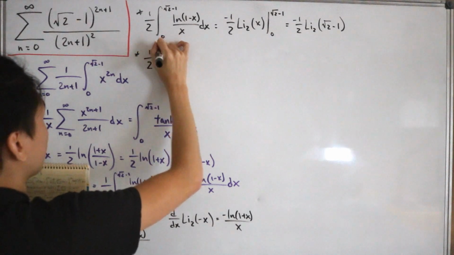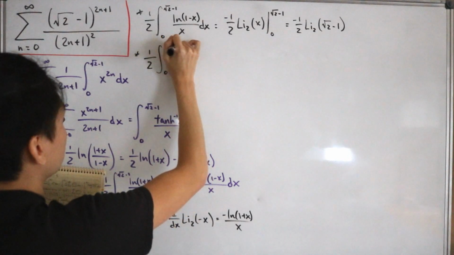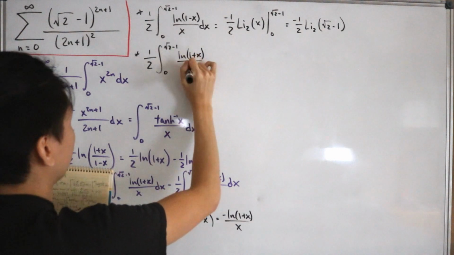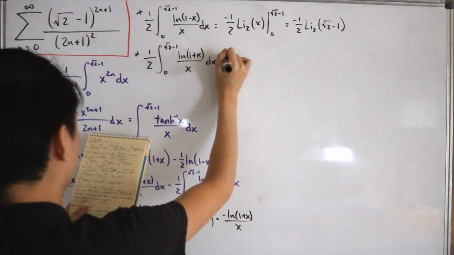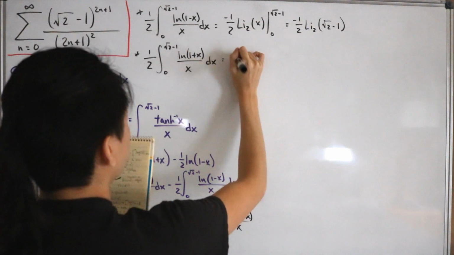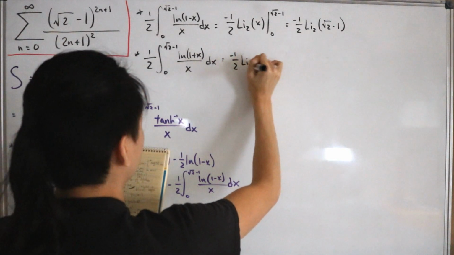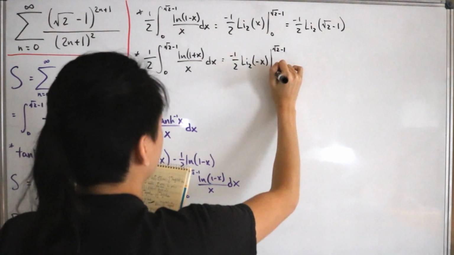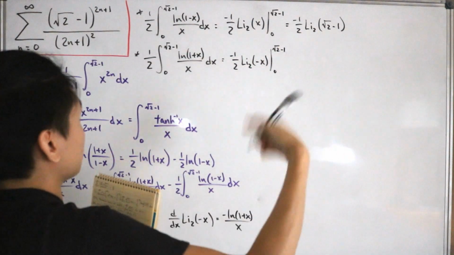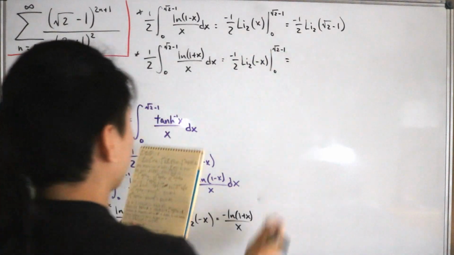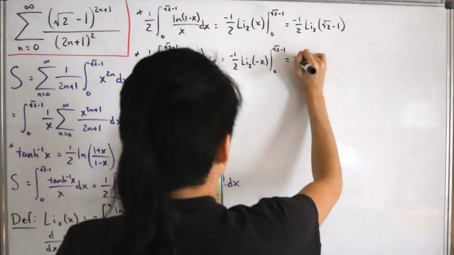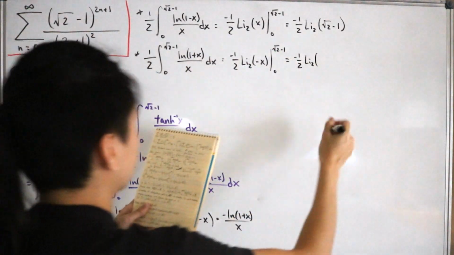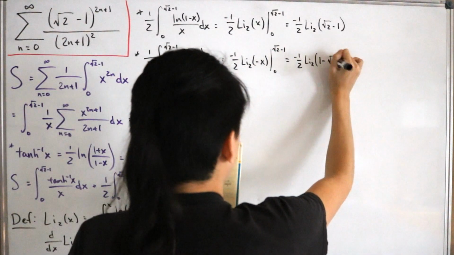So 1/2 the integral from 0 to the square root of 2 minus 1 of ln of 1 plus x divided by x dx is indeed going to equal negative 1/2 the dilogarithm evaluated at negative x, evaluated from the square root of 2 minus 1 and then 0. Again, the dilogarithm of 0 is just 0, so that's nice. That yields negative 1/2 and then the dilogarithm. Now just flip the sign, so this will instead be 1 subtract the square root of 2.